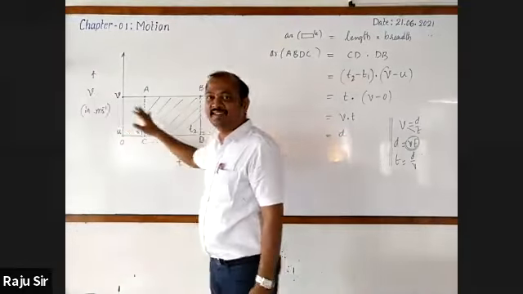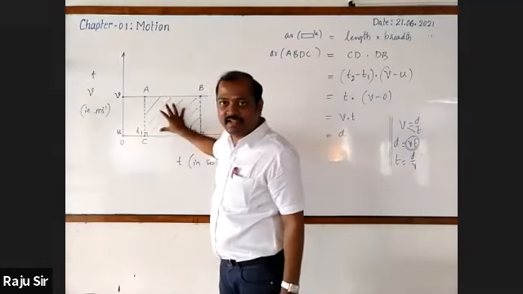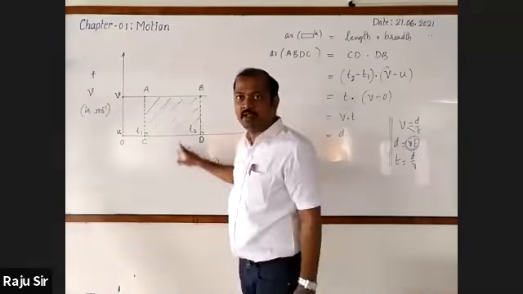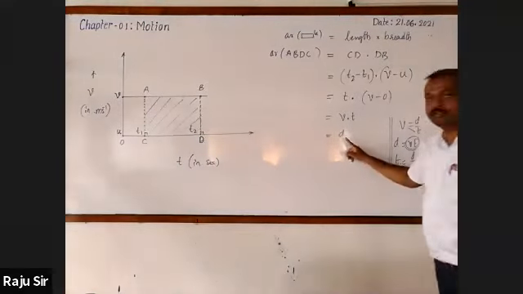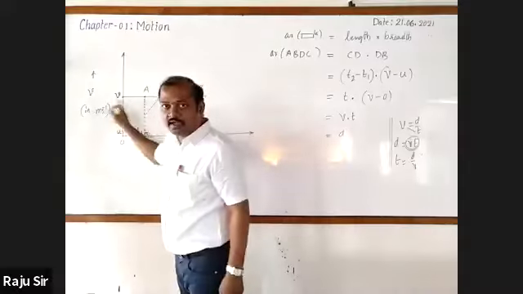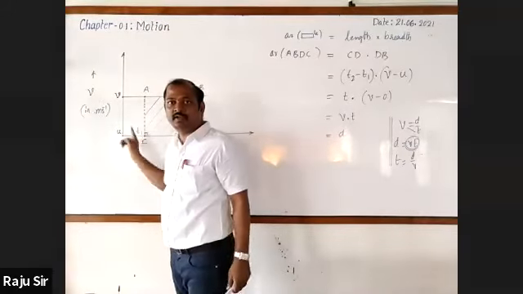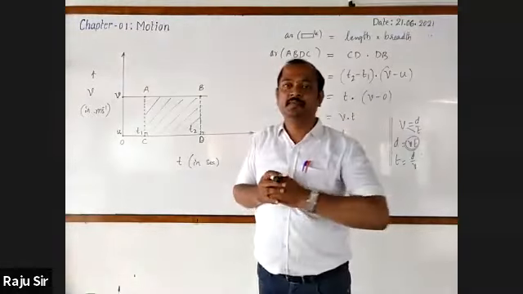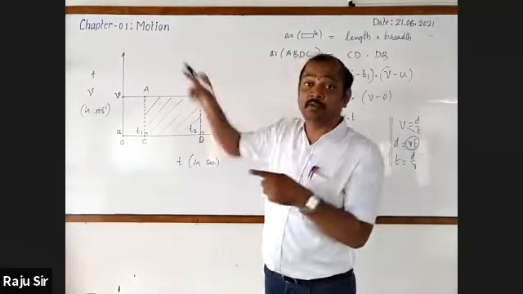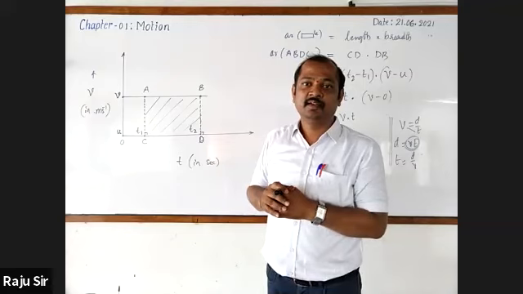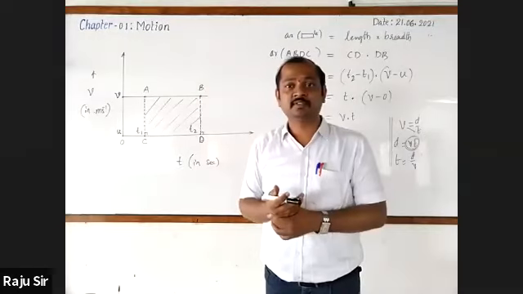Okay. Then this area has been taken under the graph of VT, and we got this area as distance. So from this, can we conclude that the area under the VT graph is distance? Yes. Then you all may be thinking that, sir, in the case of the VT graph, we even have uniform acceleration also. Then do you say that the area under the VT graph of uniform acceleration is also distance?